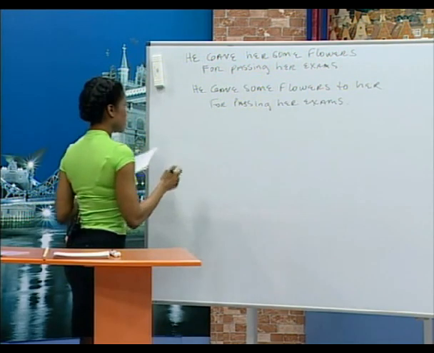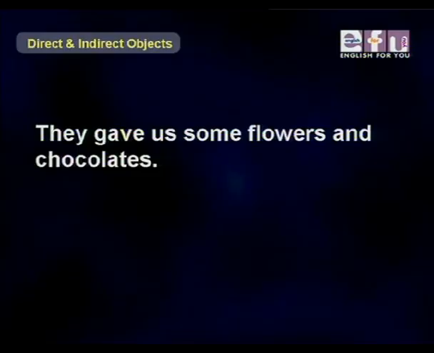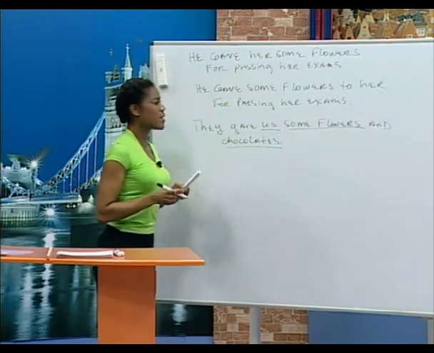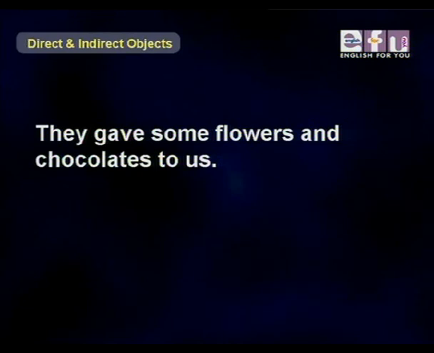Very good. Okay, Alberto, this is your sentence. They gave us some flowers and chocolates. The direct object, some flowers and chocolates. The indirect object is us. Okay, so the direct objects are some flowers and chocolates. Indirect object is us. And how can you write the sentence a different way? They gave some flowers and chocolates to us. All right, very good.